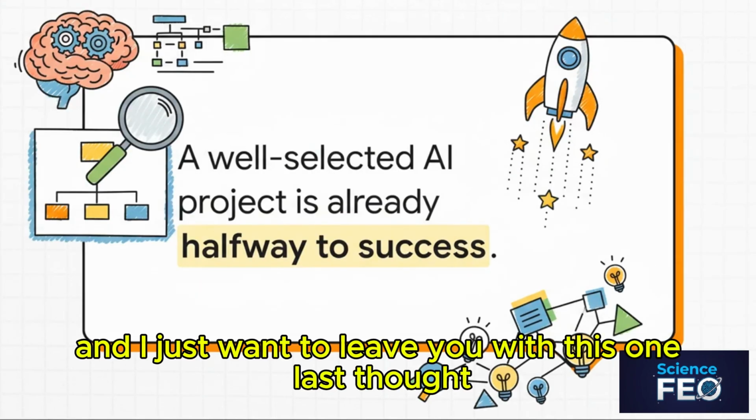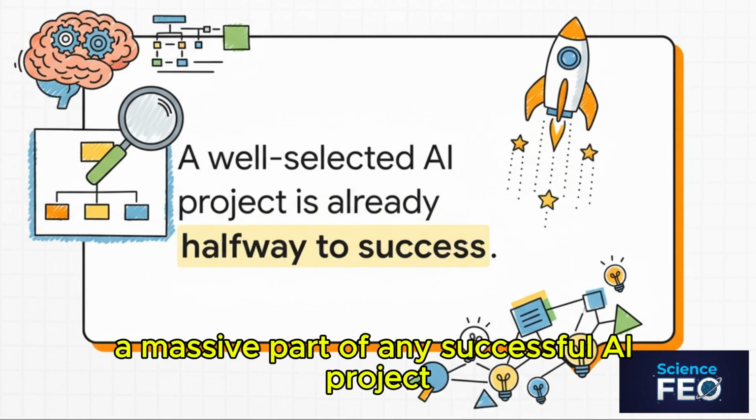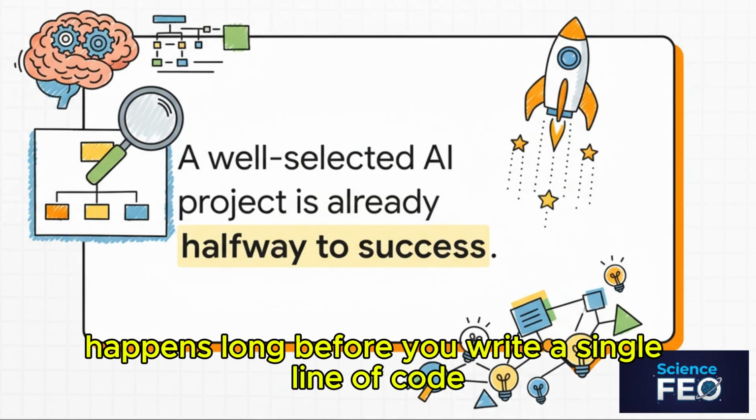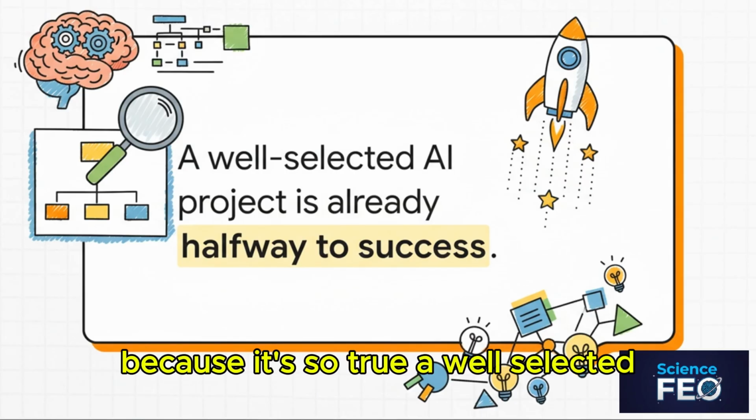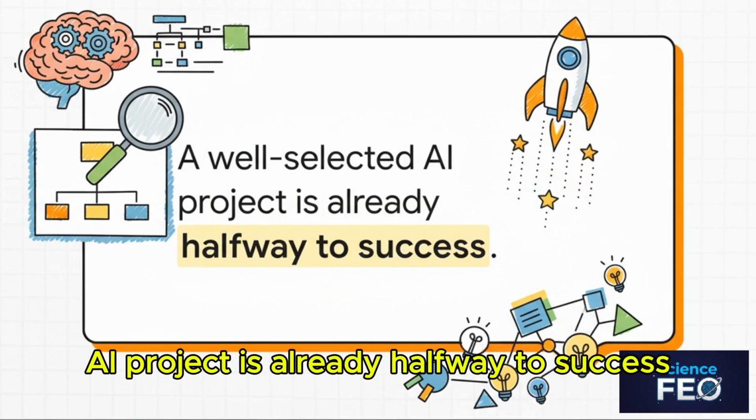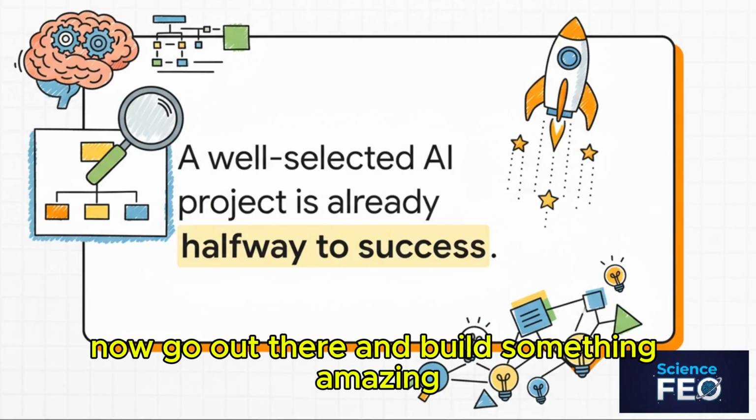And I just want to leave you with this one last thought. A massive part of any successful AI project happens long before you write a single line of code. The planning, the thinking, the setup, it's everything. Because it's so true, a well-selected AI project is already halfway to success. Now go out there and build something amazing.